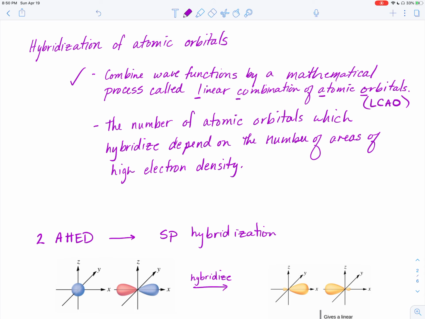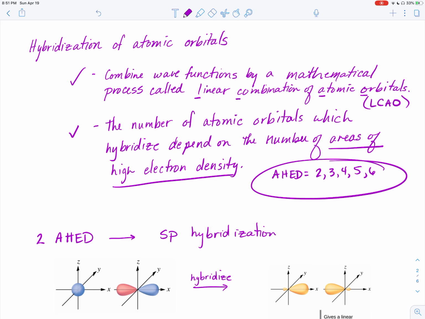There are 5 different ways that atomic orbitals can hybridize because we know of 5 different spatial orientations associated with the VSEPR theory of areas of high electron density. And that's 2, 3, 4, 5, and 6. These are the possible numbers of areas of high electron density. So let's look at what happens with each one of these.